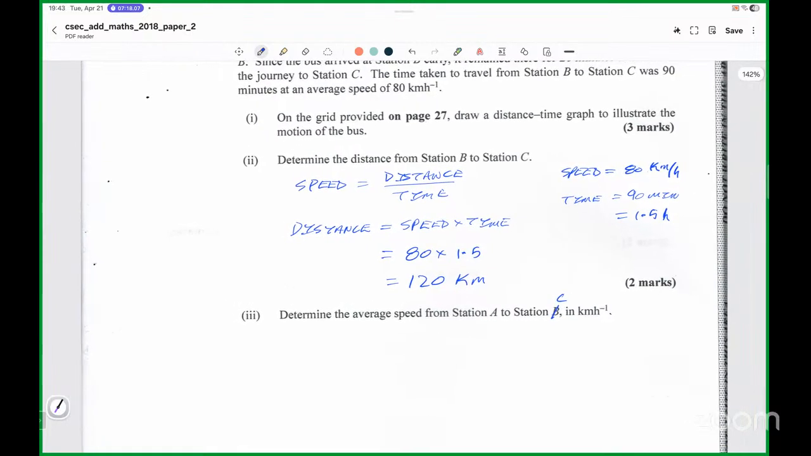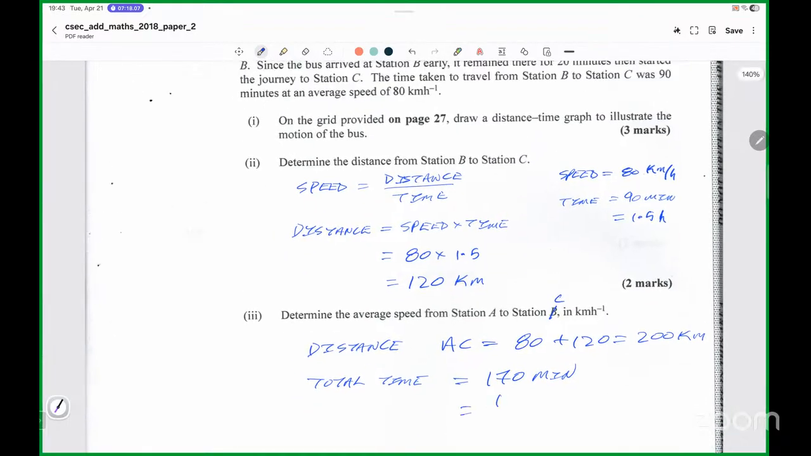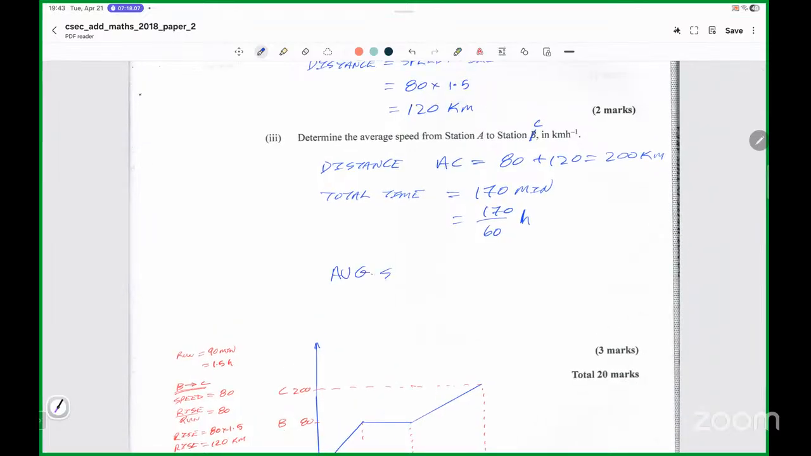Because I have to work out the total distance, right? So distance AC is 80 kilometers plus 120, that's 200 kilometers. And the total time was 170 minutes, which becomes 170 divided by 60 hours. So the average speed becomes 200 over 170 over 60, distance over time, in kilometers per hour.